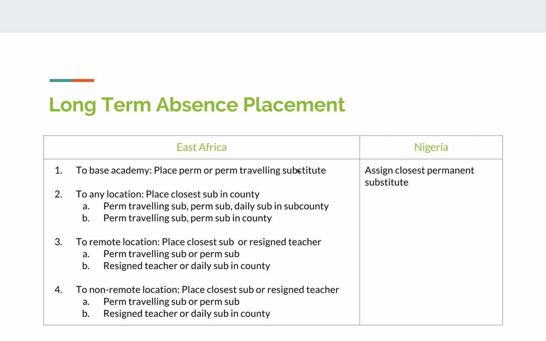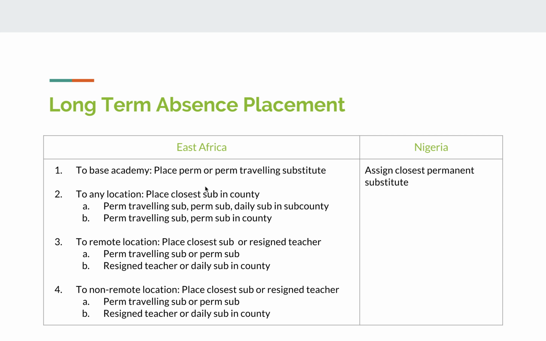So the first, we will assign teachers who are already in that base academy. The second is we will assign the closest substitute in the county, so someone who is still close by inside the county of the academy that has a vacancy. The priority for that is to assign permanent traveling substitutes first, permanent substitutes next, and then daily substitutes, and assigning people in the sub-county first before assigning people in the county.